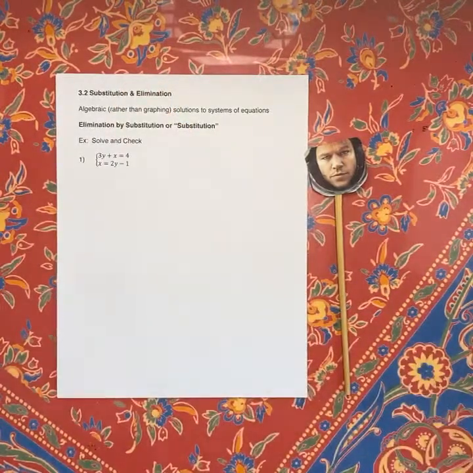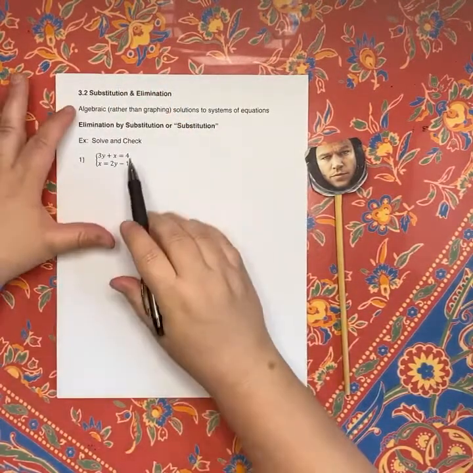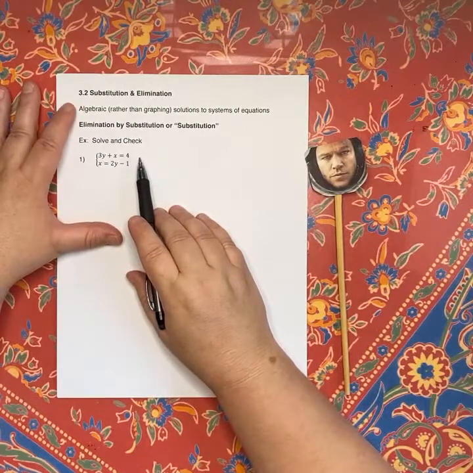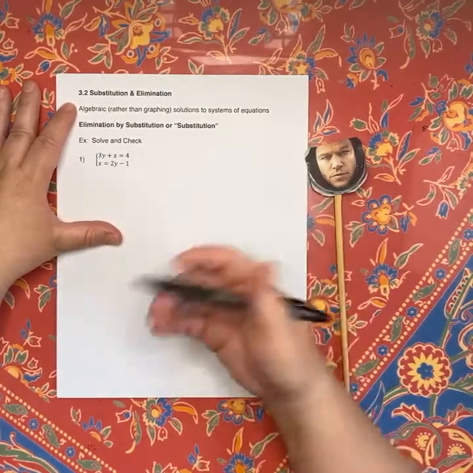Okay. So these are algebraic, which is a fun word to say. You should say that out loud when no one's around, or when everyone's around. Maybe get everyone saying it.